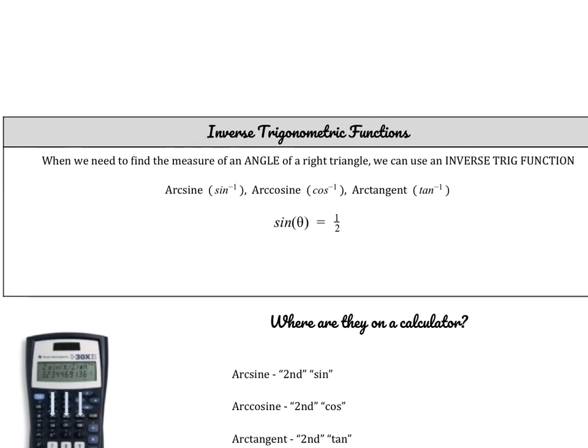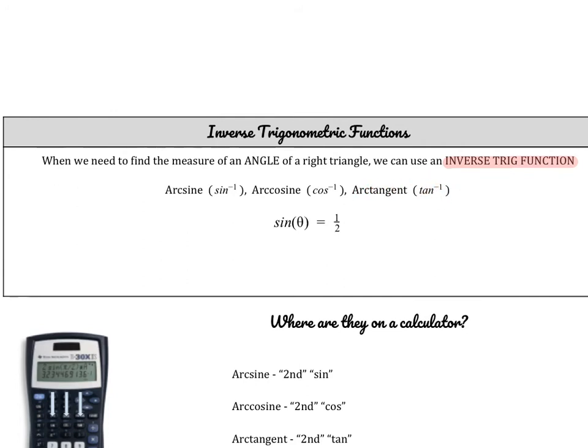Okay, so now that we know how to use our trig functions to find missing side lengths, now we're going to talk about how we can use trig functions to find missing angles. So when we need to find the measure of an angle of a right triangle, we use what are called our inverse trig functions. So our inverse trig functions are arcsine, which is denoted with this symbol. It looks like it's saying sine to the power of -1. We read this as arcsine. It stands for the inverse of sine. Next one is arccosine, which we write like this, and arctangent, which we write like this.